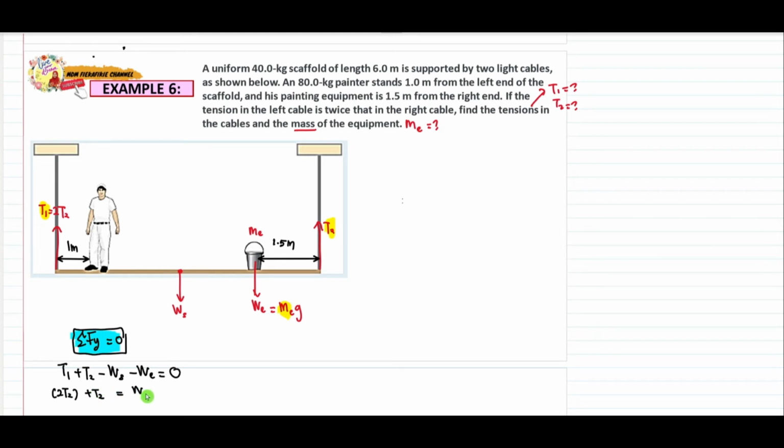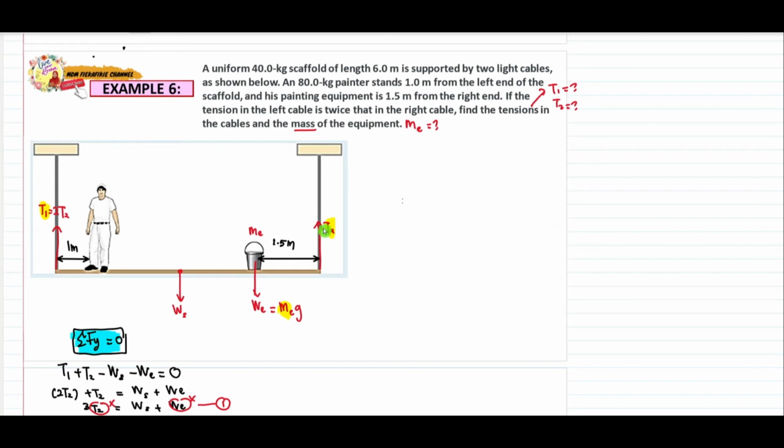Ws plus We. So saya akan dapat kat sini 3T2 equal to Ws plus We. Okay, so as we don't have value of T2, kita tak ada. Ini pun kita tak ada. So kita tak boleh selesaikan. So let this as equation number 1.